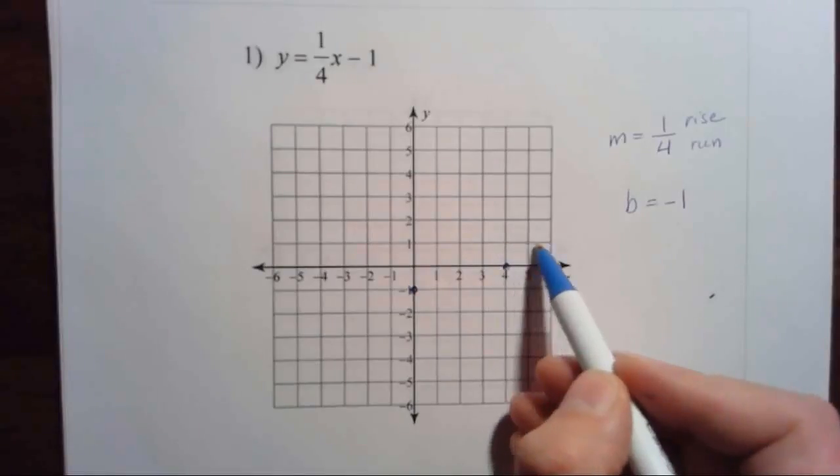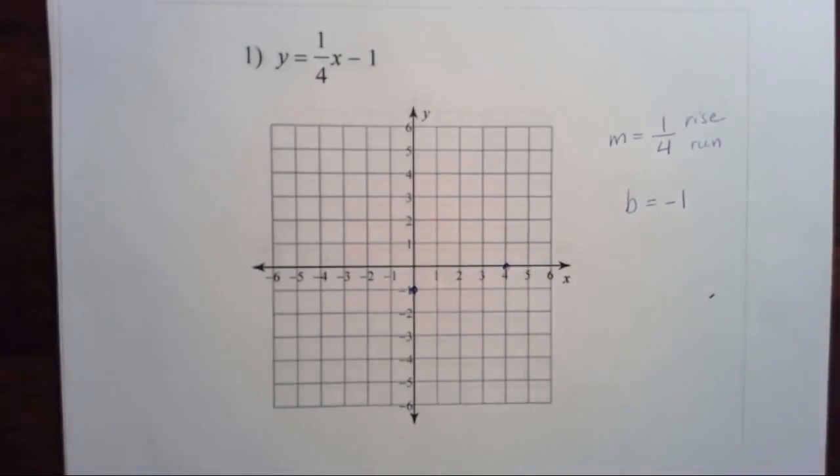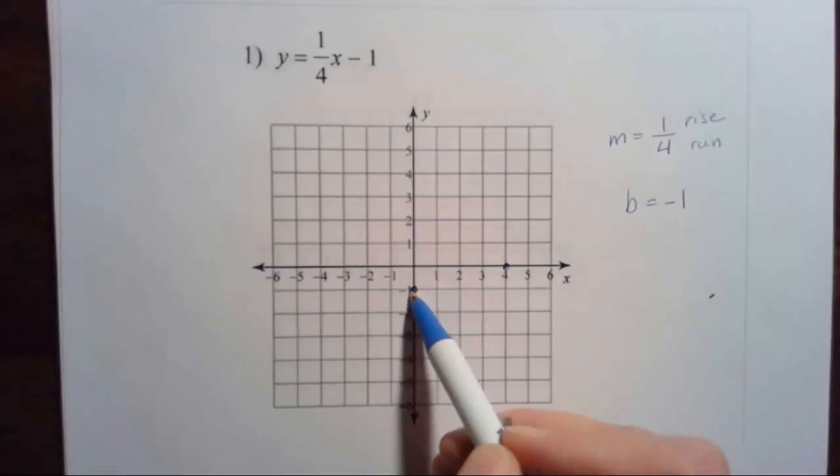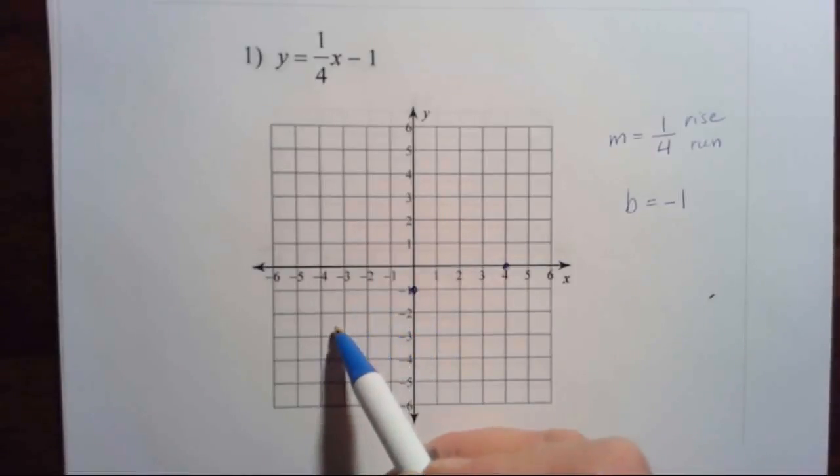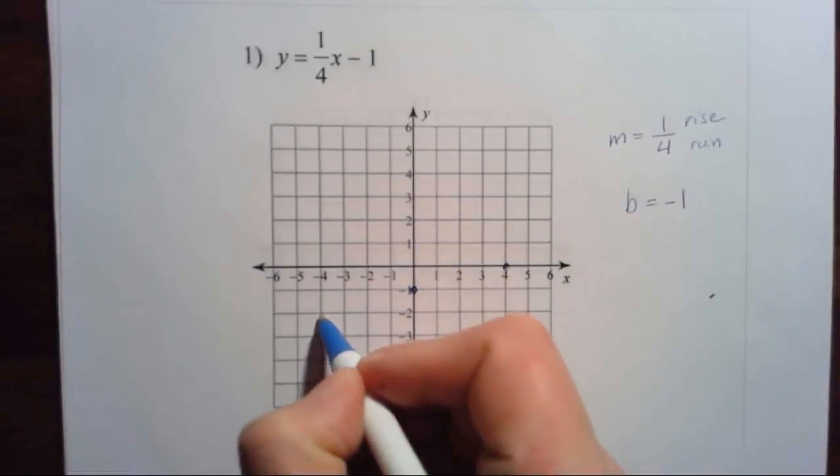Right here, I can go up 1 and then 4, but it will be outside of my graph. But I can go from here down, can I? Well, let's see. If I rose 1, I can go down, and then I ran, I'm doing the opposite. So 1, 2, 3, 4.